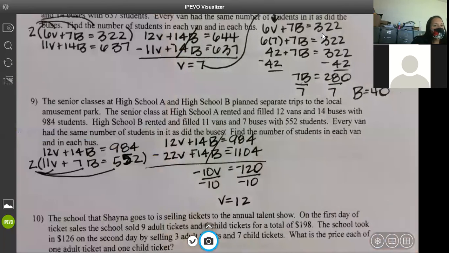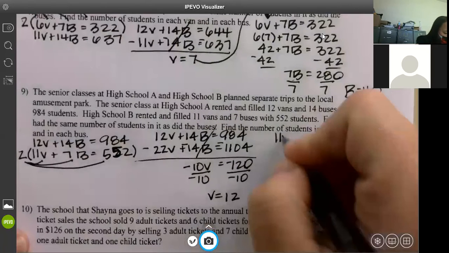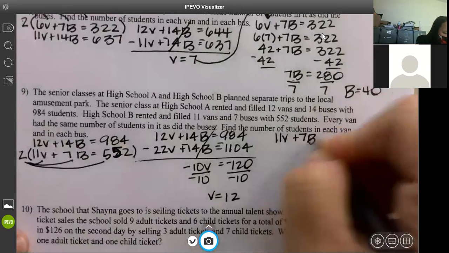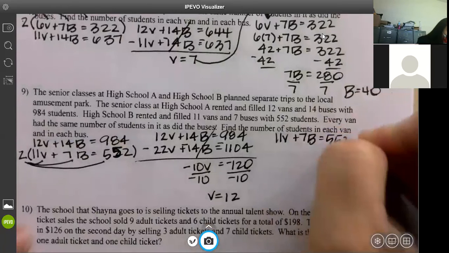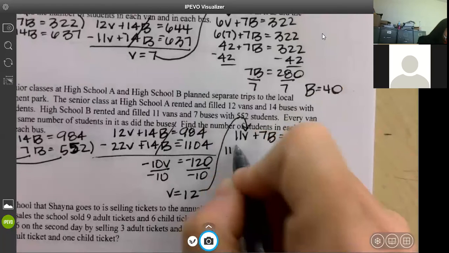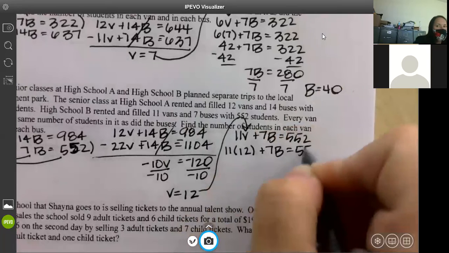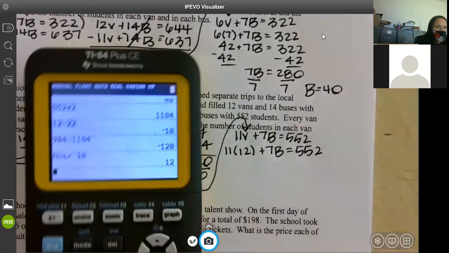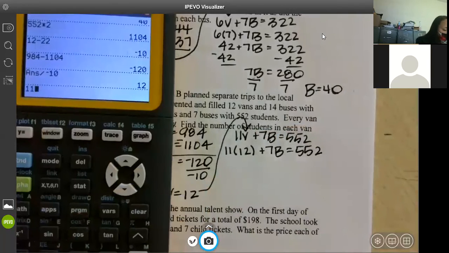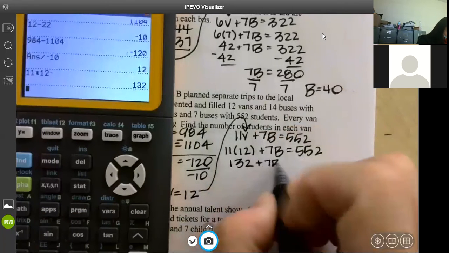Pick the easiest equation. Doesn't matter, they're both big. So which one do you want to pick? Say it again. The bottom. 11V plus 7B equals 552. Our V was 12. So 11 times 12 plus 7B equals 552. Use your calculator if you need to. 11 times 12, 132 plus 7B equals 552.